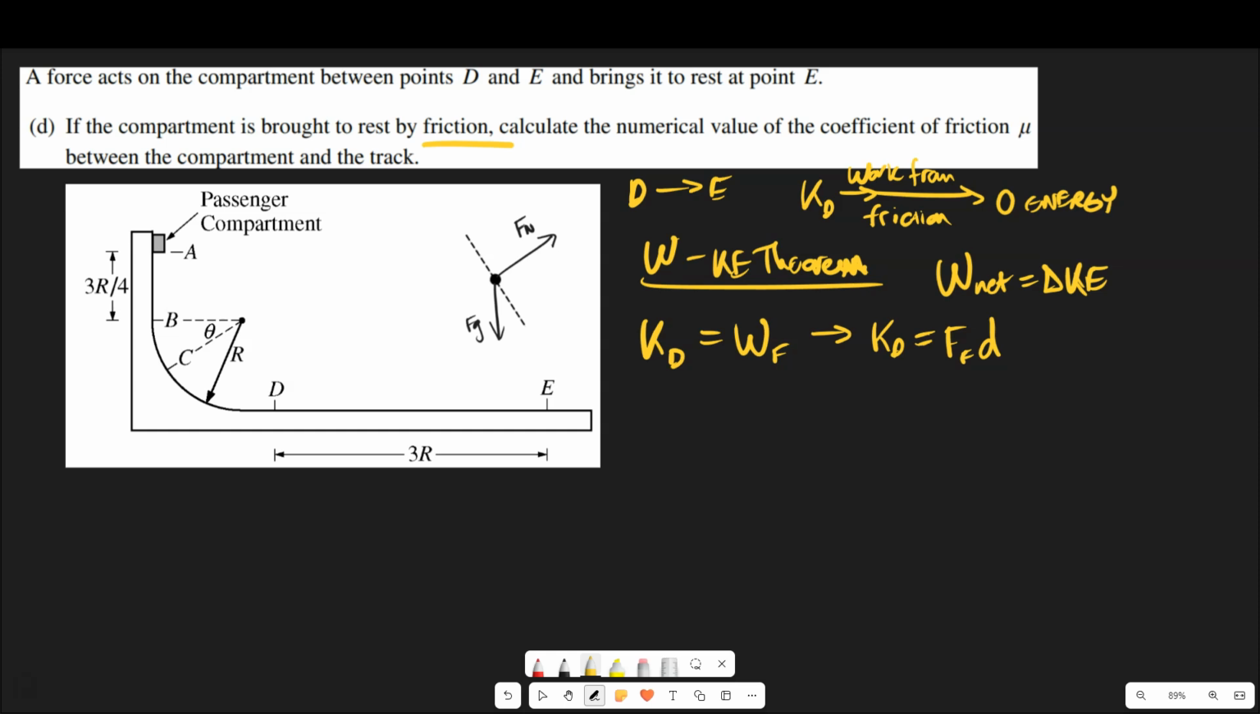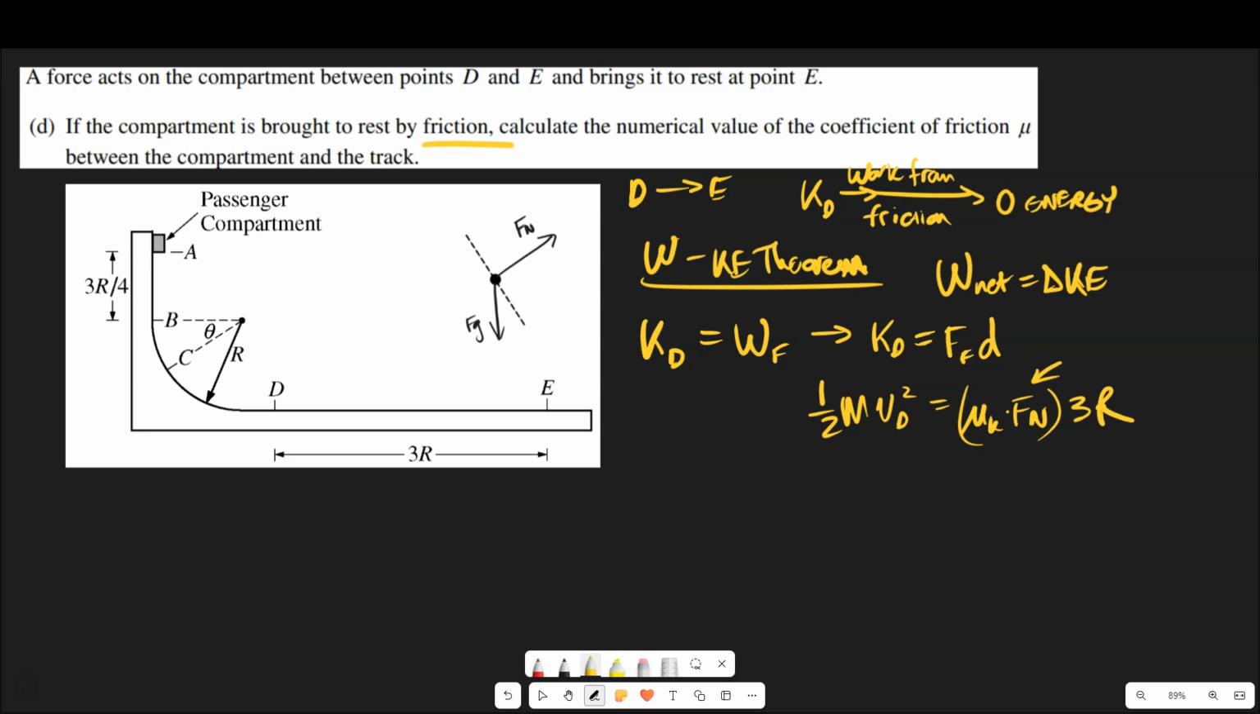And what else do we know? Well, we know that this is 1/2 m v_D squared, and the force due to friction would be mu_k times F_n, right? And what is this d value? Take a look at the diagram here and see if we can do something with this distance over which the force is applied. Well, in this case, that's going to be 3r, right? We want to put everything in terms of the variables that they give us. Next, we need to start thinking about what F_n is.